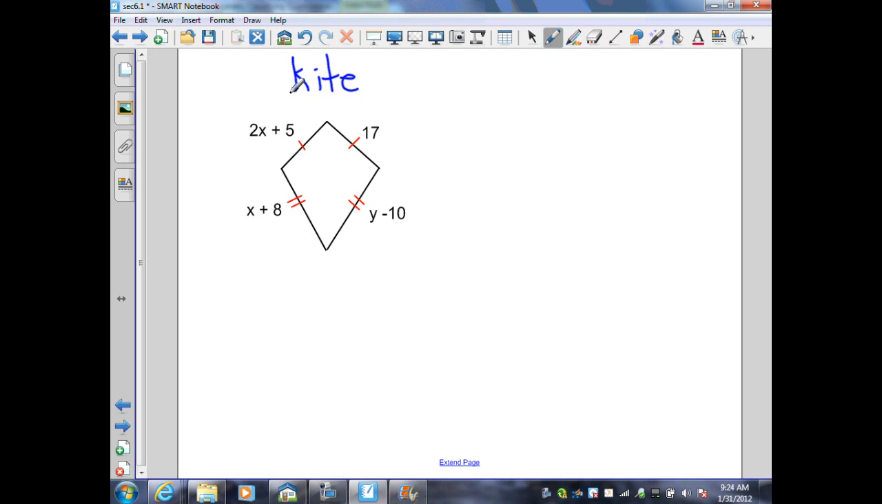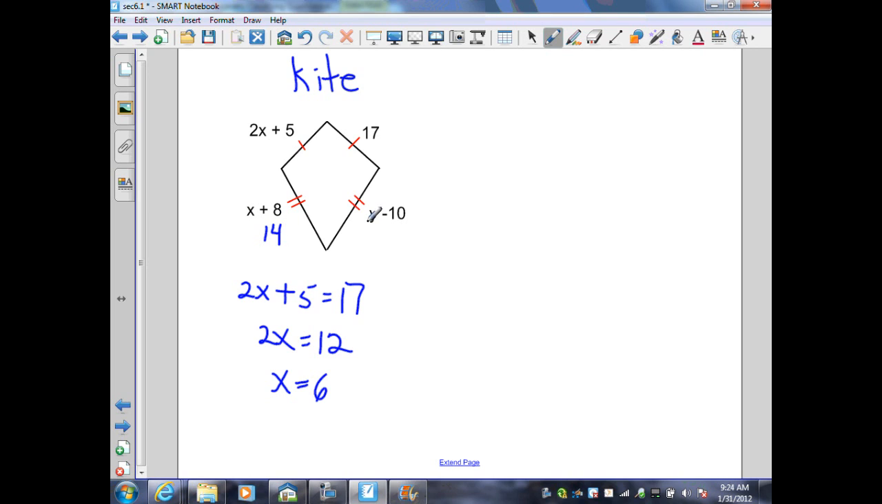What I can do is set up an equation for x plus 8 equals y minus 10, but an easier way to do that might be to actually solve for x in my first set of equations for the top two congruent sides. Then I can find x, substitute into the bottom set, and then solve for y. So here, since these two segments are congruent, I have 2x plus 5 equals 17. Subtract 5 on both sides gives me 2x equal to 12, and x is equal to 6. When I substitute into this bottom expression, I get this segment length to equal 6 plus 8, which is 14.